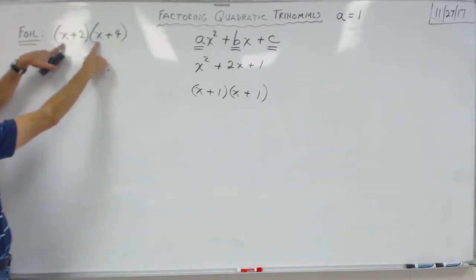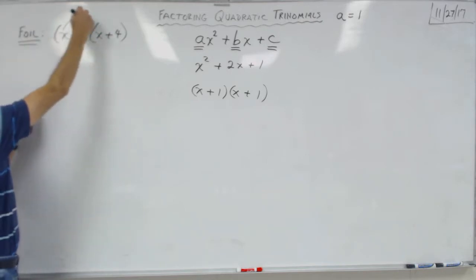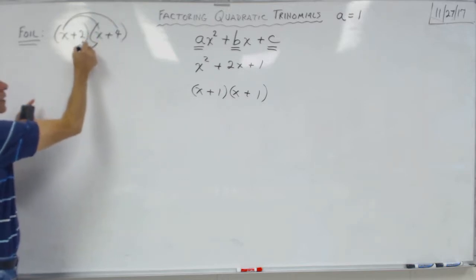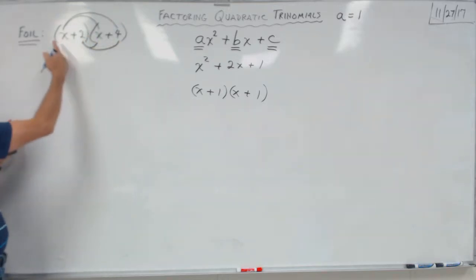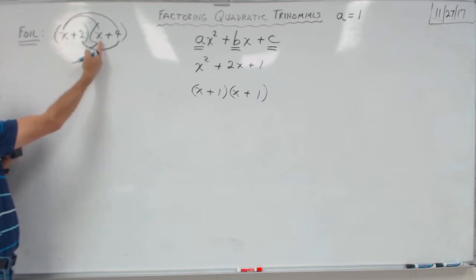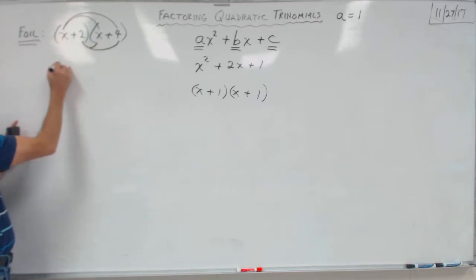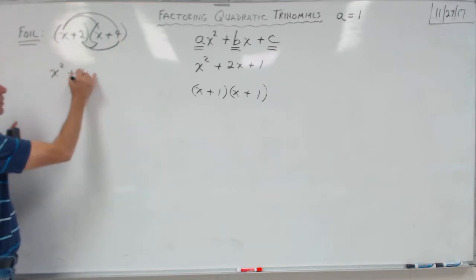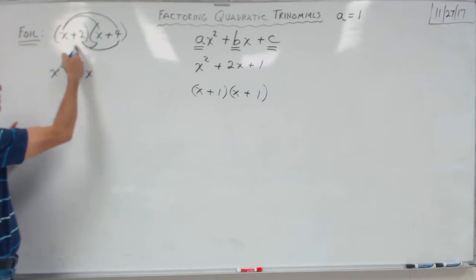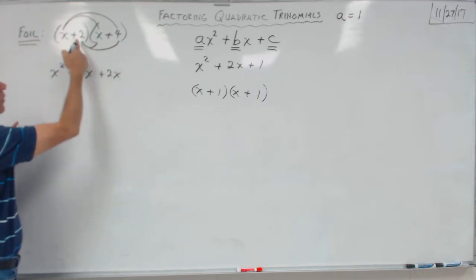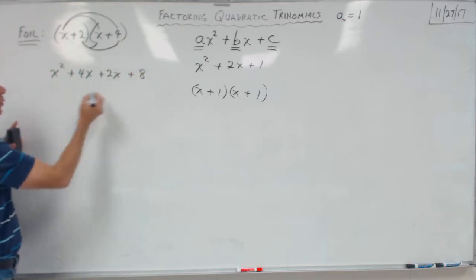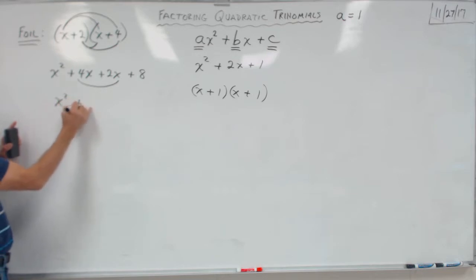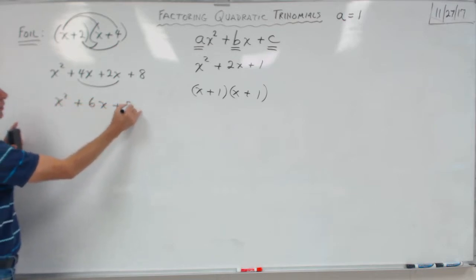I do first, right? So I'm going to do the first to the first, and then outside, and then inside, and then last, right? Don't you agree with me? So my first is x times x. What's that? X squared. My outside is x times 4, 4x, and it's positive, right? My inside, plus 2x. And my last, plus 8. And what can I do with these? Combine them, so I have x squared plus 6x plus 8.